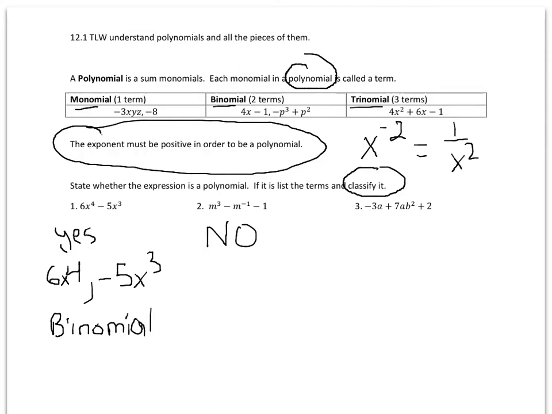So let's look at number 3 here. Negative 3a, we're good there. 7ab squared, we're good there. And 2. So yes, it is. List the terms. Negative 3a, comma, 7ab squared, comma, 2. How many terms? We have 3, so what type is it? Trinomial.